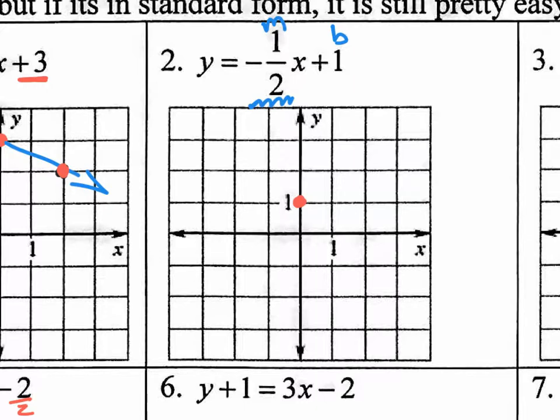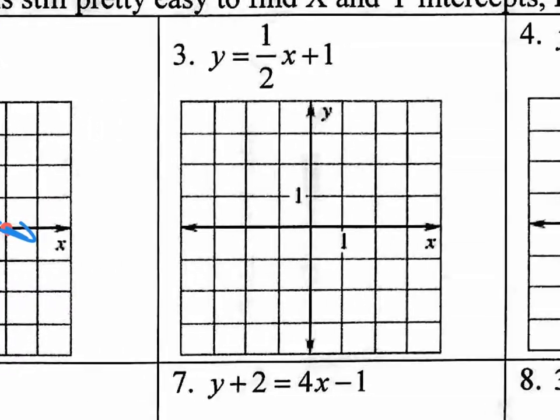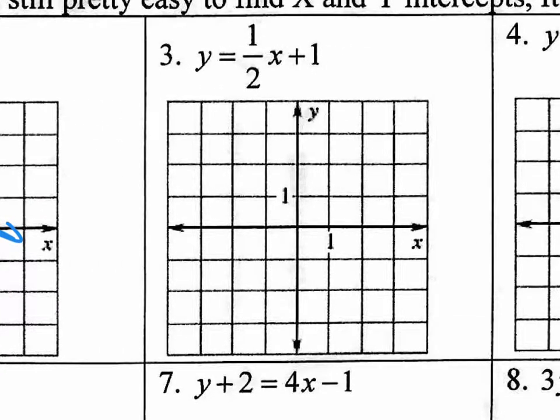So we know it crosses at 1. I need to go down 1 over 2. So down 1 over 2 this way, put a dot right there, and then connect your dots. Whoops. So there we go. That's our graph. We're done. Easy.